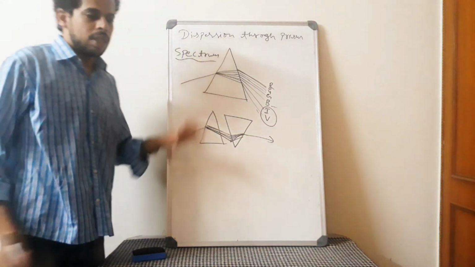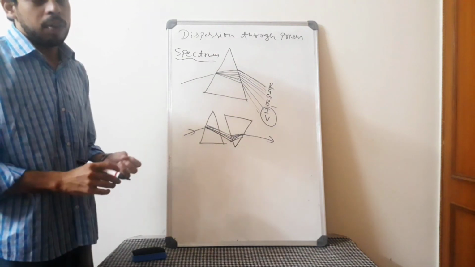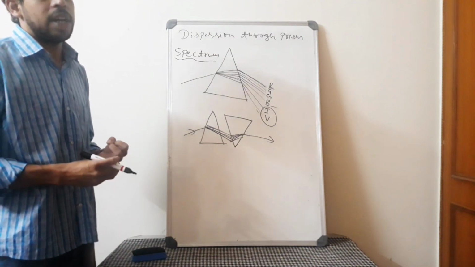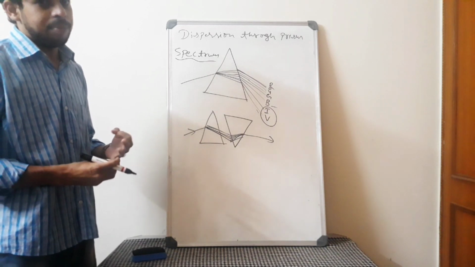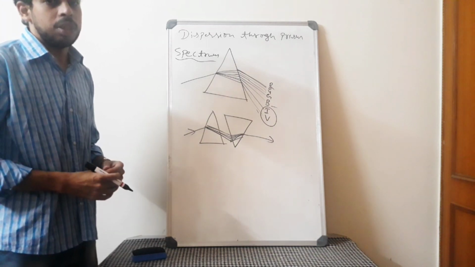So this is all about today's class. Today I have covered the defects of eyes, refraction through prism, and also dispersion through prism. I hope you have understood this concept.